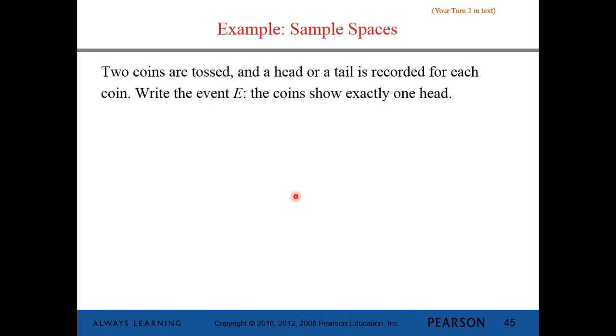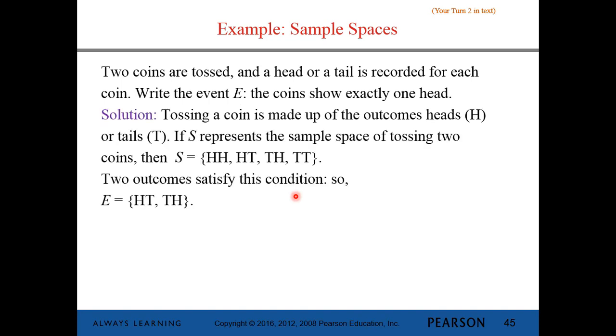Well, how many ways can I get one head on the flip of 2 coins? Well, there's 2 ways. I get heads on the first coin, tails on the second coin, or I get tails on the first coin and heads on the second coin. So the event E would be represented by the set of these 2 outcomes. So out of the sample space, if either one of these 2 outcomes occurs, event E has occurred.